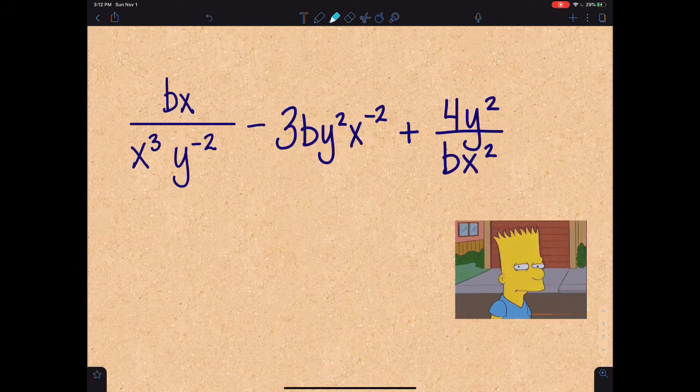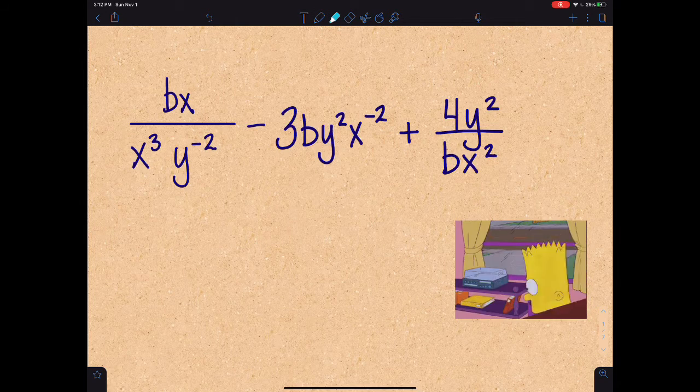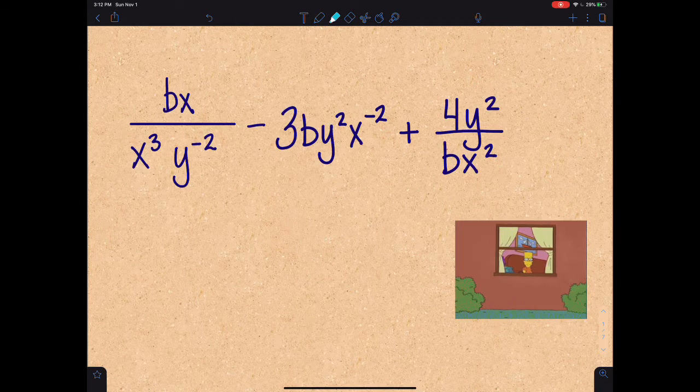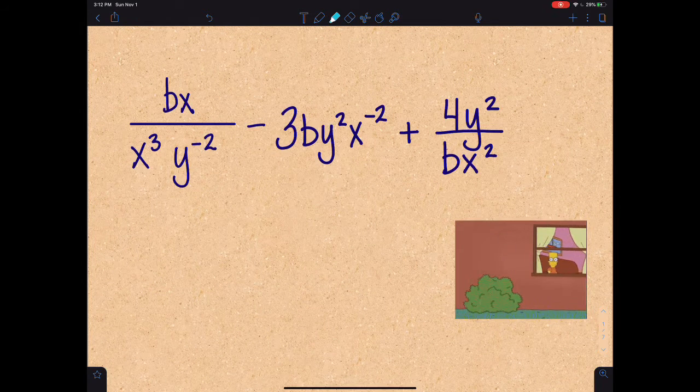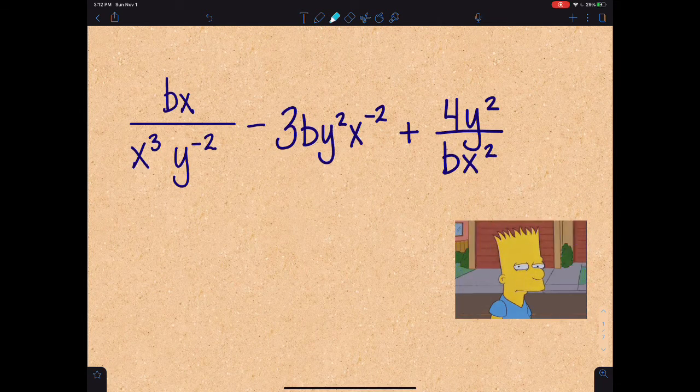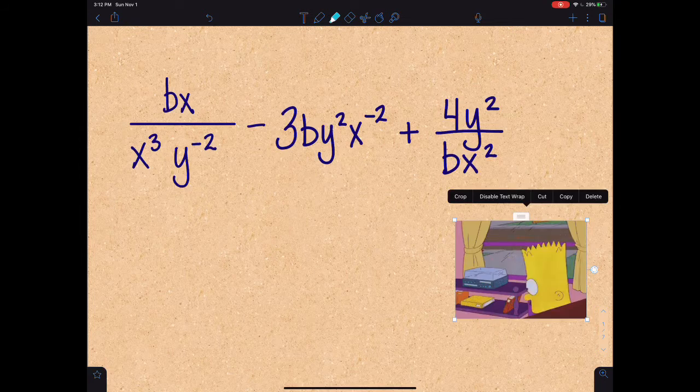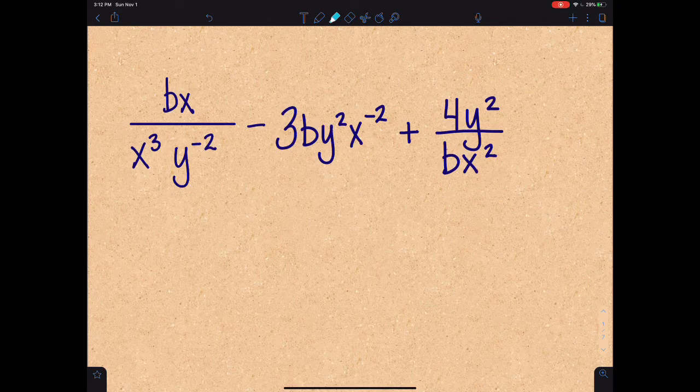So I put this here because like terms made me think of, are these alike? Bart and his doppelganger or whatever who looks exactly like him. I'm going to actually just delete this so it doesn't distract us too much.